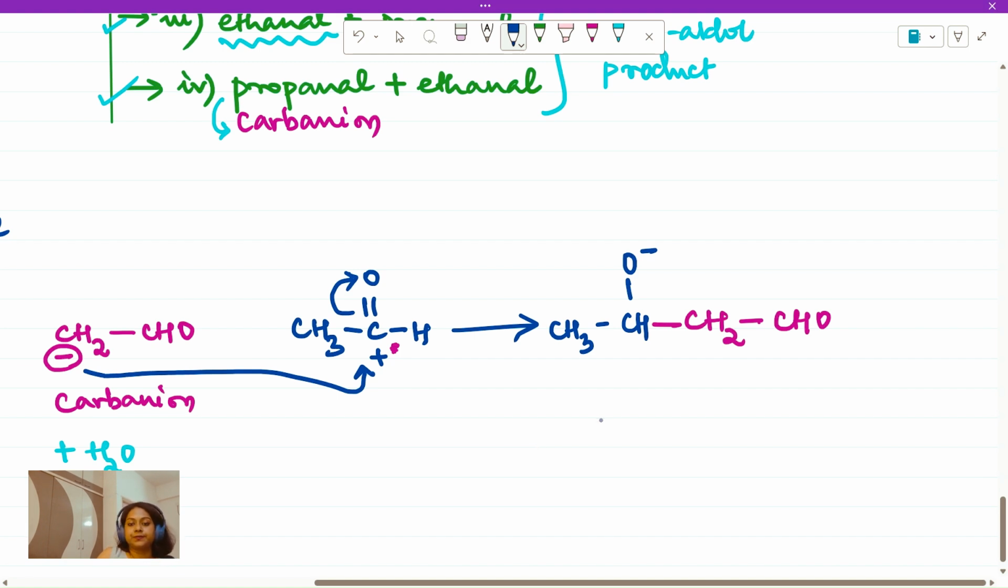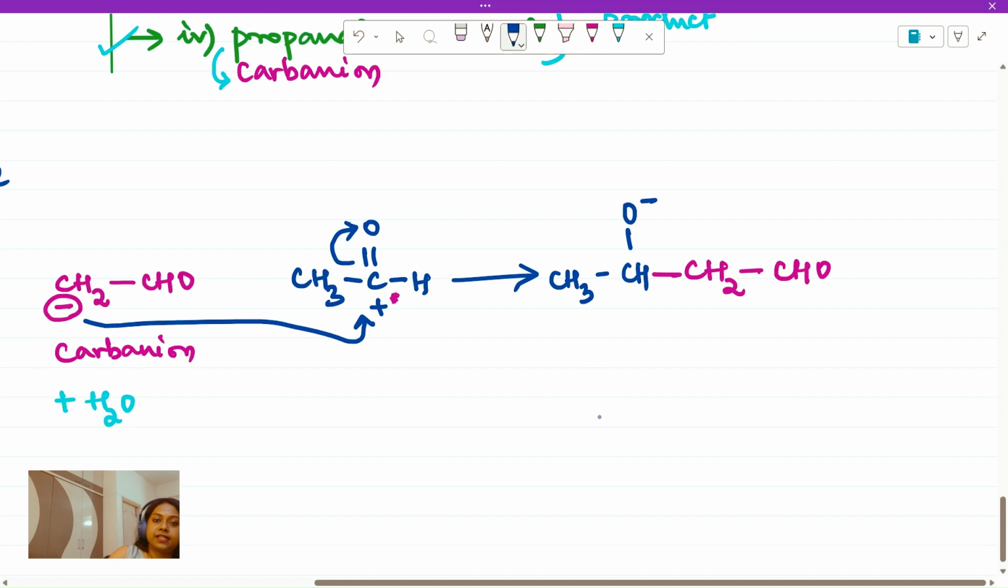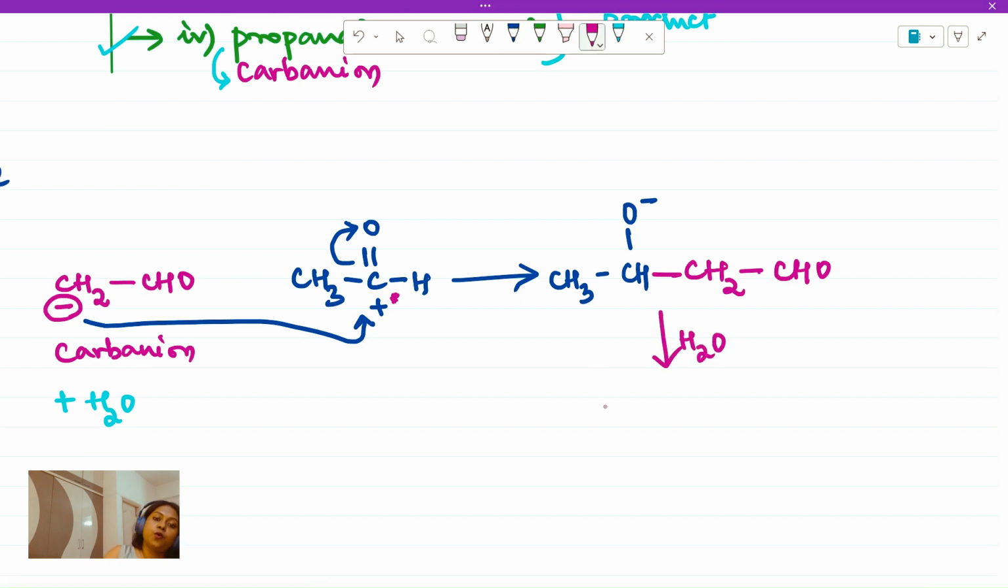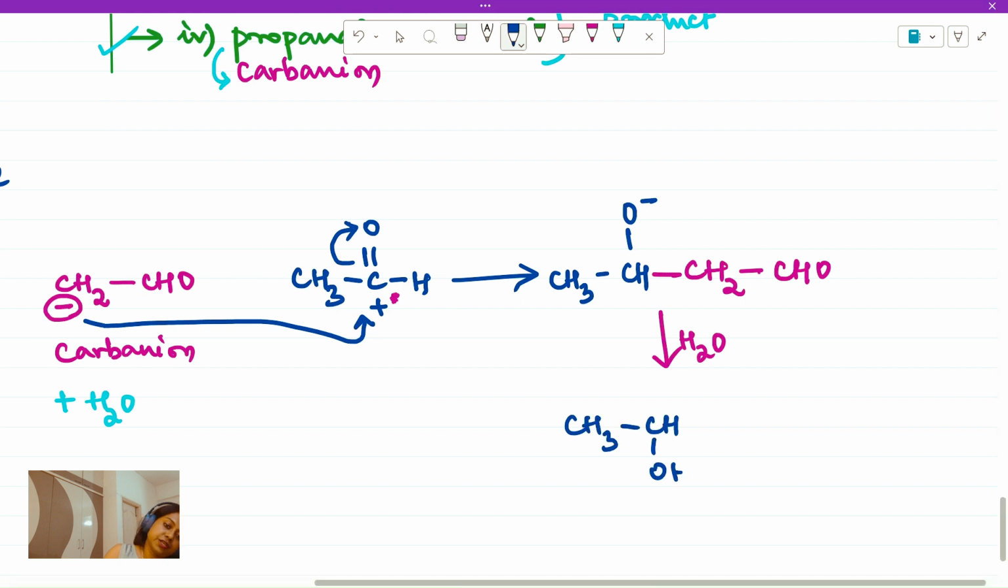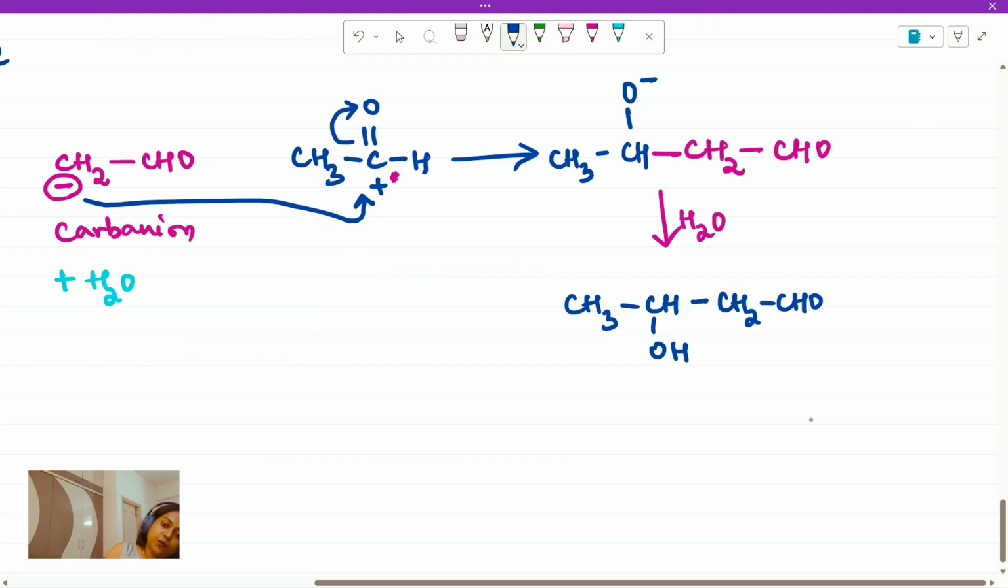Any doubt? इसके बाद next step में क्या है? What happens in the next step? Add water, and the O minus takes H plus from this, and as a result you find CH3CHOHCH2CHO. Right?